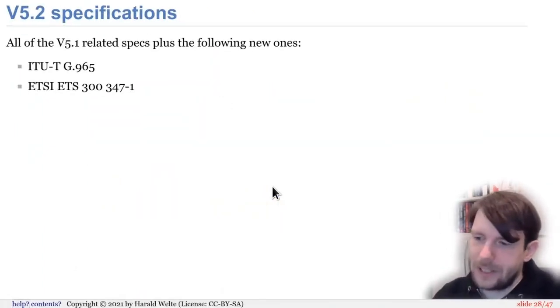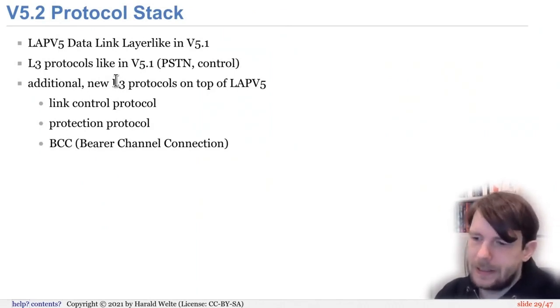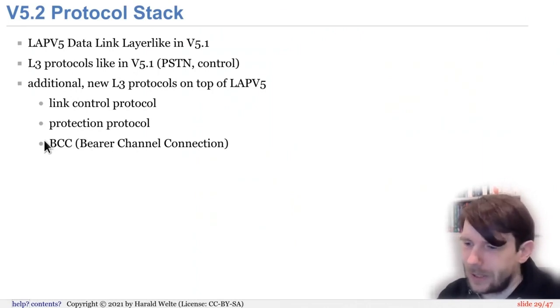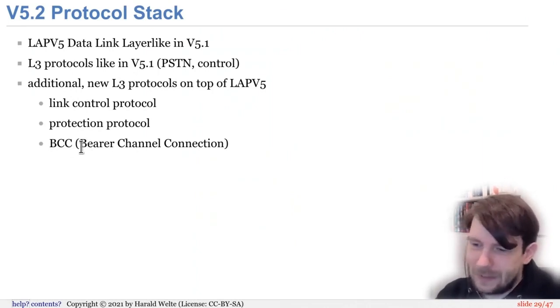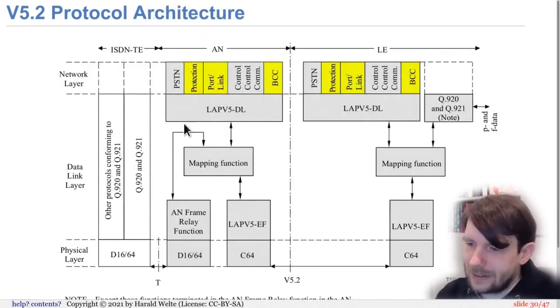And if we look at the specification, there are new specs. It's ITU-T G.965 instead of G.964, and a new ETSI spec that covers V5.2. The protocol stack is also basically the same as V5.1, but we have 3 additional new protocols: the link control protocol, the protection protocol, and the bearer channel connection protocol, BCC, not to be confused with blind carbon copy in emails. So 3 new protocols. Do I have separate slides on that? Well, yeah, here we can see it again in this diagram.